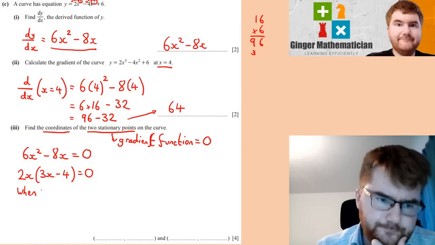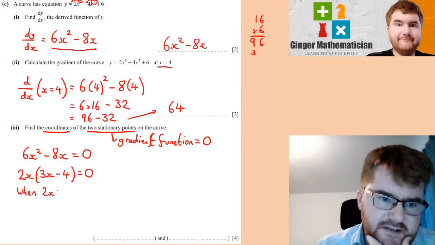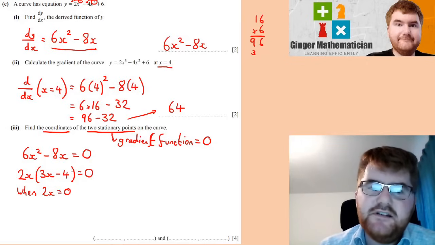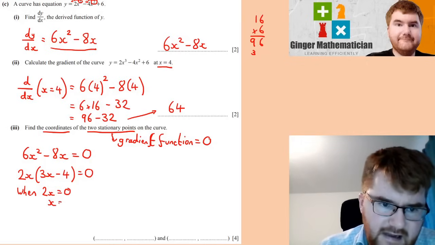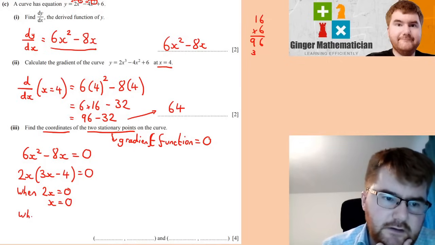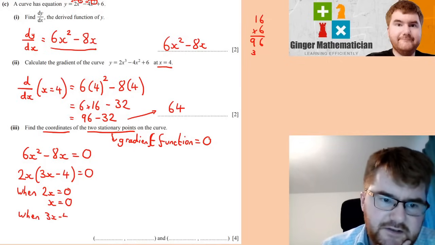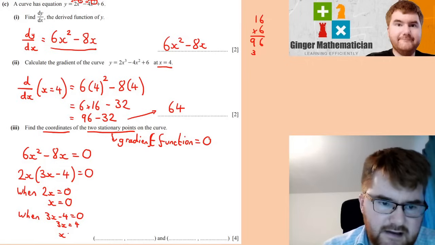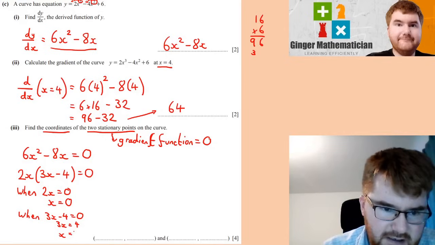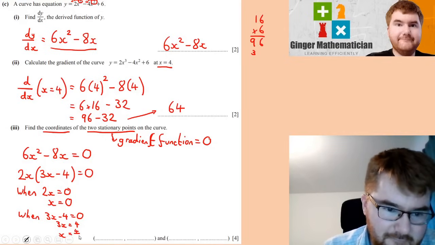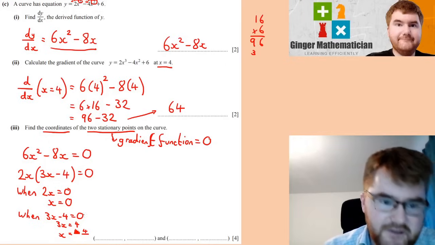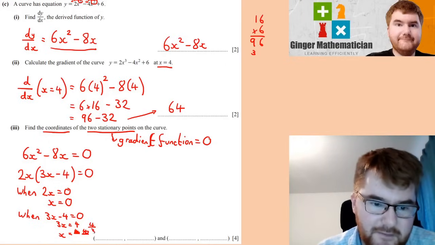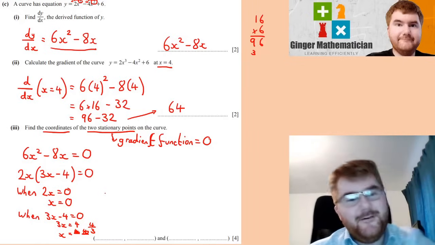So when 2x is equal to 0, we know one of these things has to be 0, we don't know which one. Well, x is equal to 0, and when 3x minus 4 is equal to 0, well, 3x is equal to 4, so x is equal to 4/3. It doesn't want me to write near the bottom of the page, so I'm going to write it over here. There we are. So x is equal to 4/3.